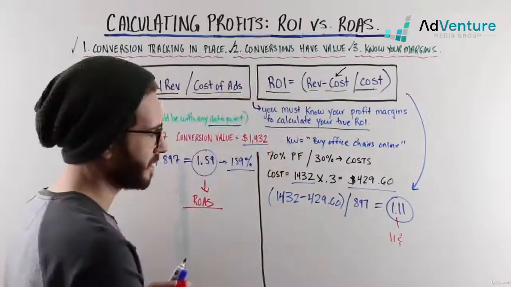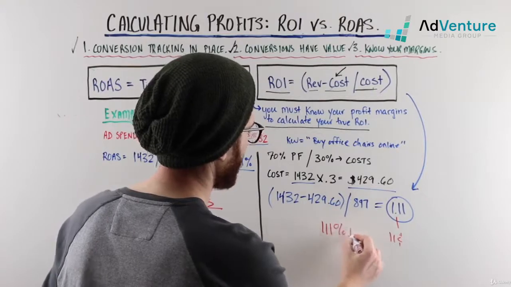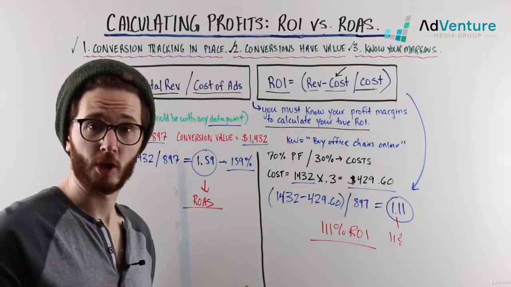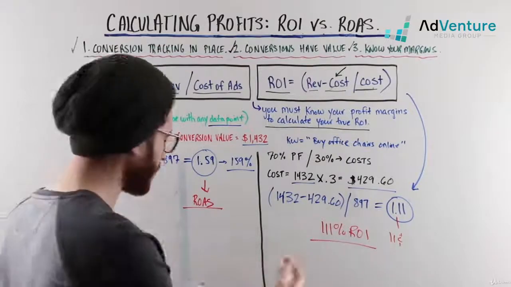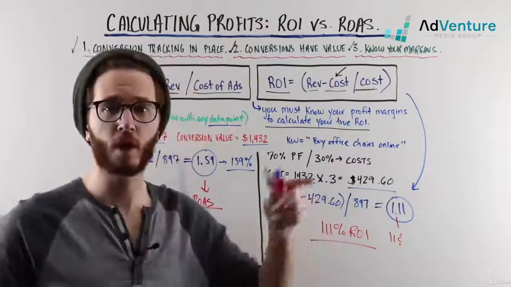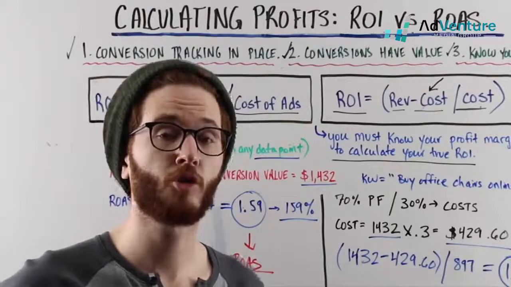You're making 11 cents on the dollar, or you could also write it as 111% ROI, which is still good, right? You're still profitable, as long as it's above 100%. That's something which is very important for you guys to know. As long as your ROI is above 100, you're making money. If it's exactly 100, you're breaking even. If it's below 100, you're losing money.